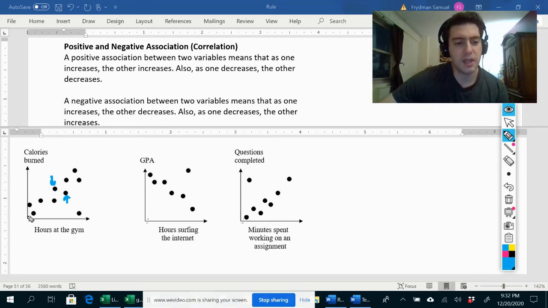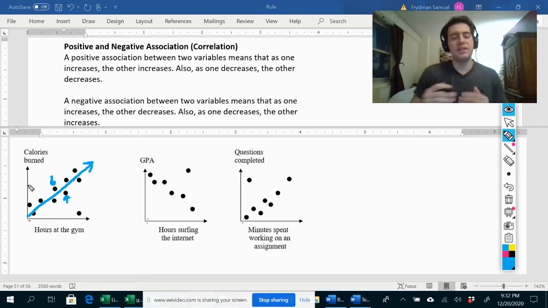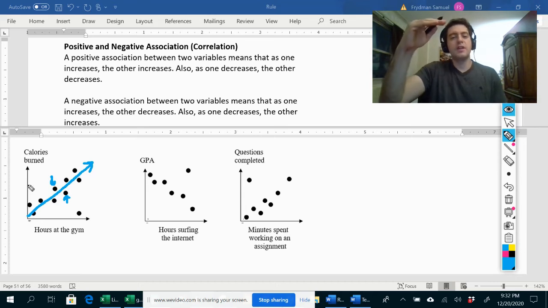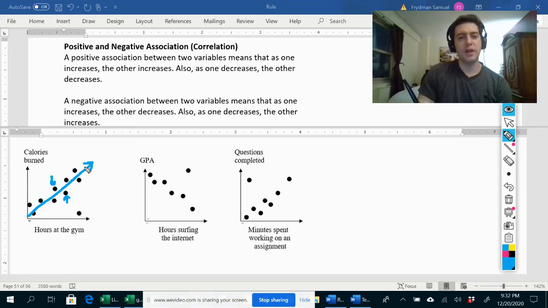But generally speaking, if I were to draw a trend line through this data, the more hours a person spends at the gym, the more calories they burn. So as the number of hours increases, the number of calories also increases. And if we were to draw a trend line through a scatter plot which shows a positive association or a positive correlation, then we would see that the line has a positive slope. So as we move from left to right, the trend line is going up.